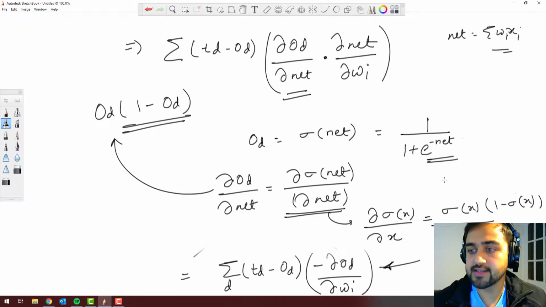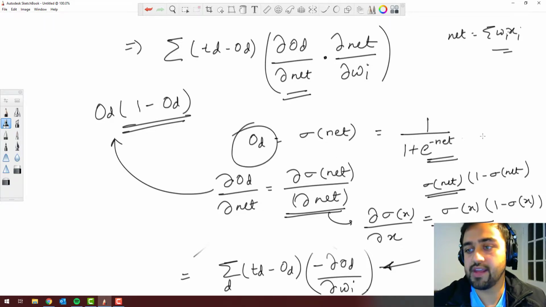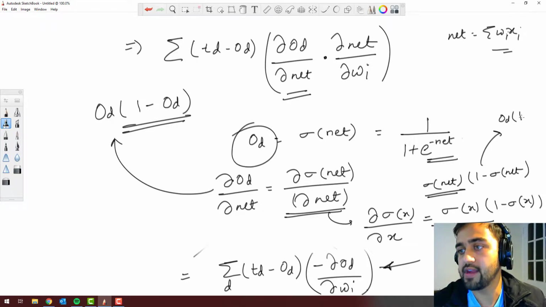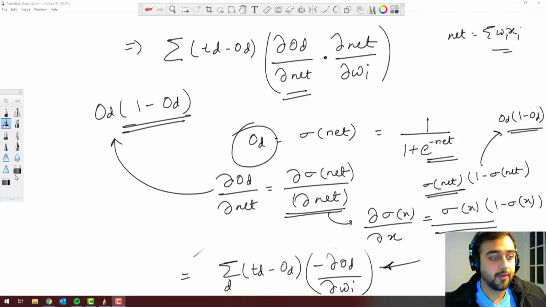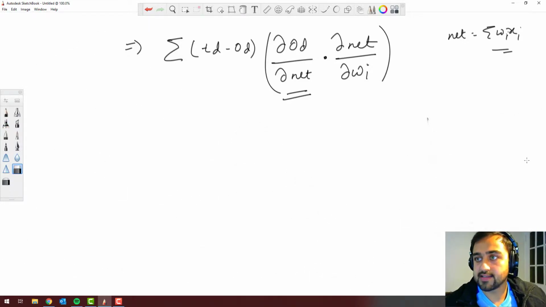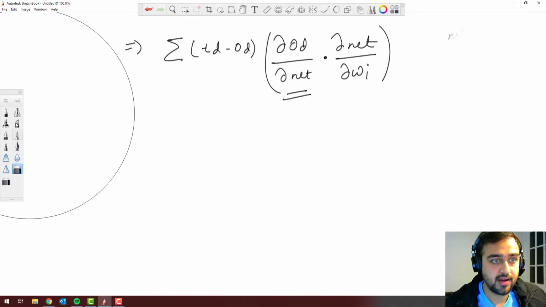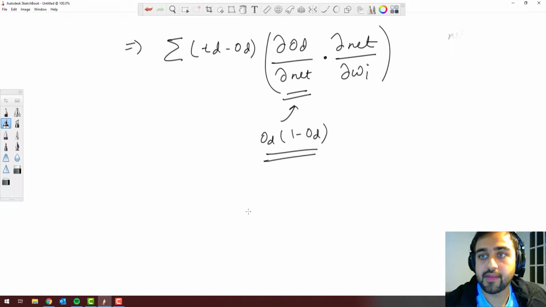If we do that using the property of our sigmoid function, we get sigma of x times 1 minus sigma of x. That would be equal to sigma of net into 1 minus sigma of net. And what is our sigma of net? Sigma of net is od. So this can further be written as od times 1 minus od. So as we have calculated the first part that we needed, we are left with this, which is equal to od times 1 minus od.